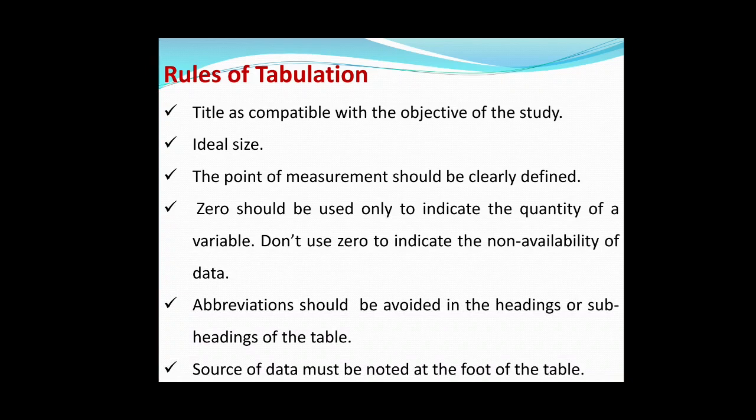Source of data, that is, whether the data is taken from a primary source or secondary source, should be noted at the bottom of the table. It is generally noted next to the footnote. If data is taken from a secondary source, then the name of the publication, the name of the publisher, year of publication, etc. should be mentioned in the source of data.